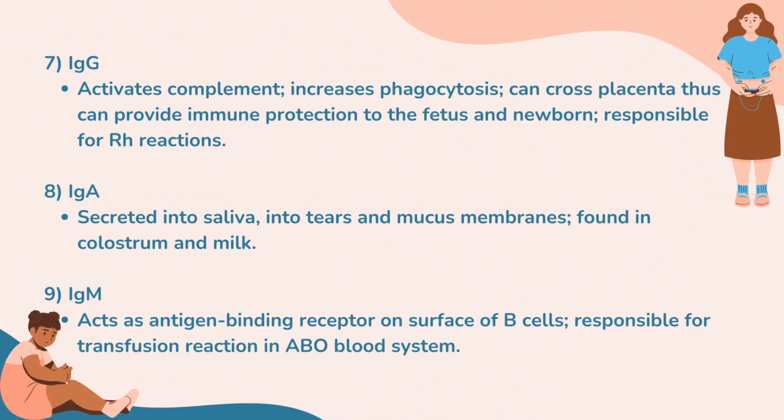IgG, or immunoglobulin G, is a group of antibodies against certain viral infections that circulate in the bloodstream. It is the most abundant in the bloodstream, and it provides long-lasting protection against infections. They are the antibodies that can cross the placenta to confer passive immunity to newborns. Immunoglobulin A is secreted into saliva, tears, and mucous membranes. It is found in colostrum and milk, which is the breast milk, to provide immunity to the newborn.